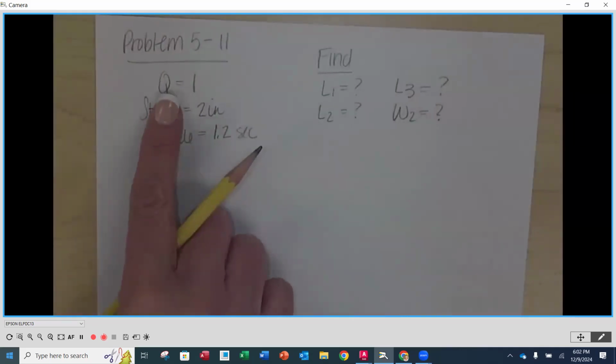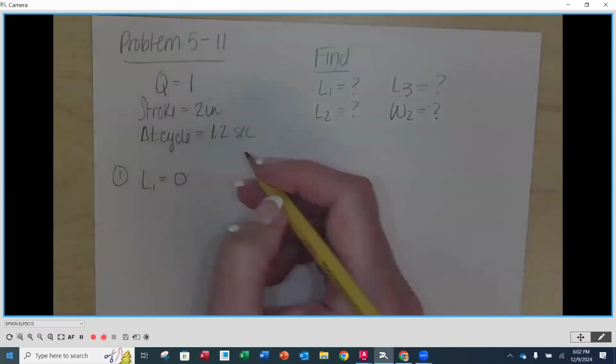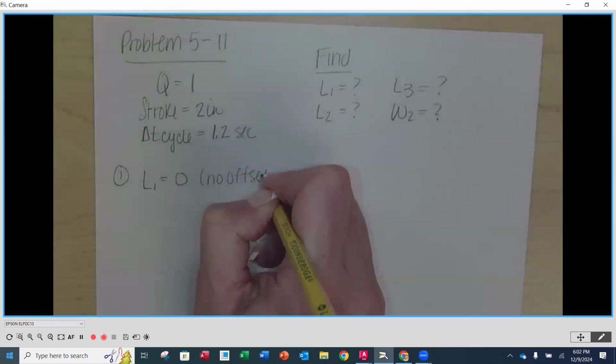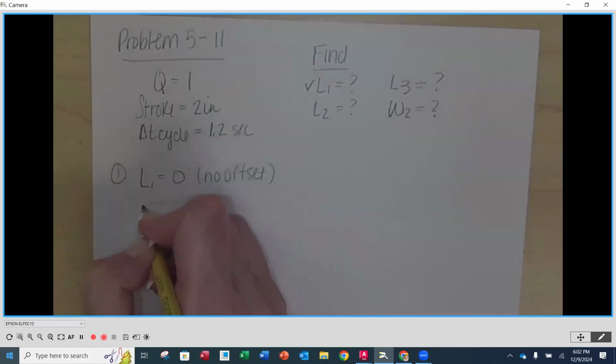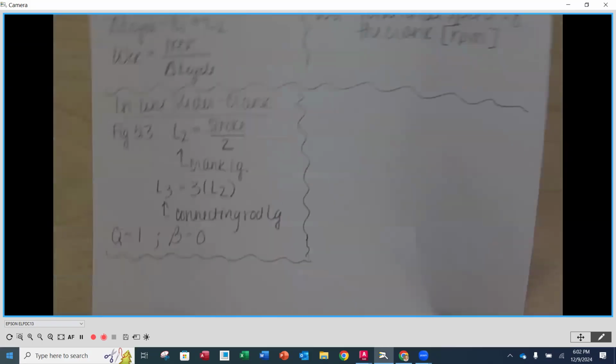So since we have a Q of 1, we can say, number 1, L1 is equal to 0. This is an inline, there's no offset. This is going to be an inline slider crank. So there's no offset, L1 is equal to 0. But because of that same thing, we can say beta is also going to be equal to 0.